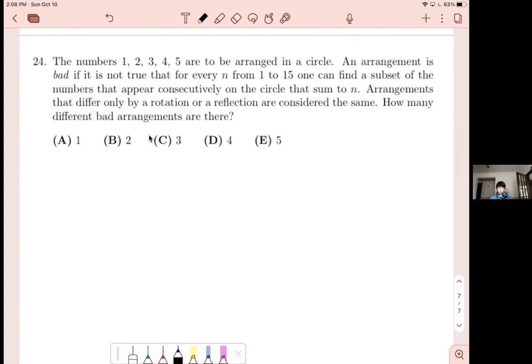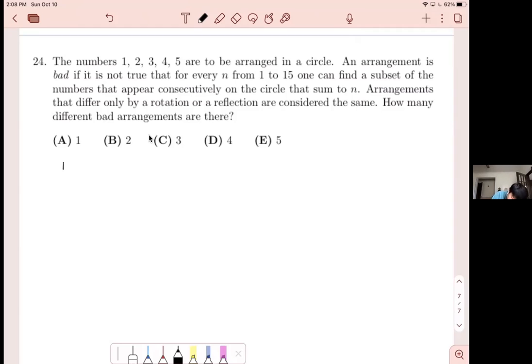The numbers 1, 2, 3, 4, 5 are to be arranged in a circle. An arrangement is bad if it is not true that for every n from 1 to 15, one can find a subset of the numbers that appear consecutively on the circle that sum to n. Arrangements that differ only by a rotation or reflection are considered the same. How many different bad arrangements are there?